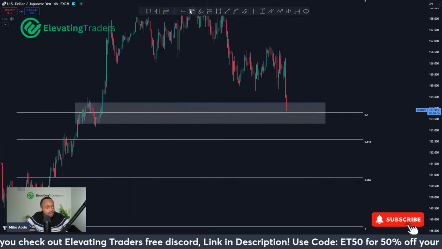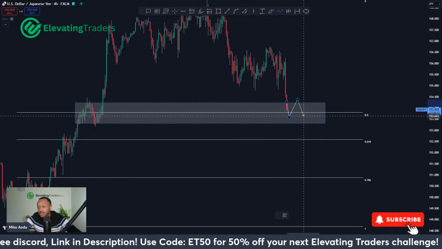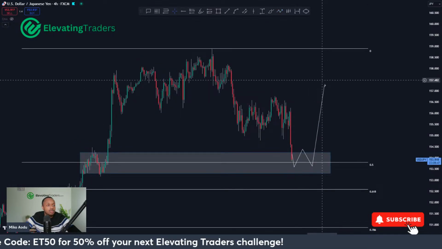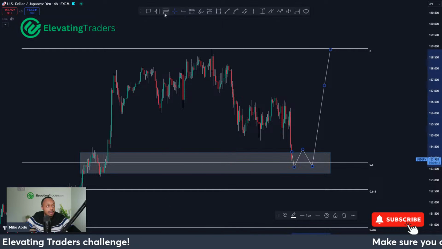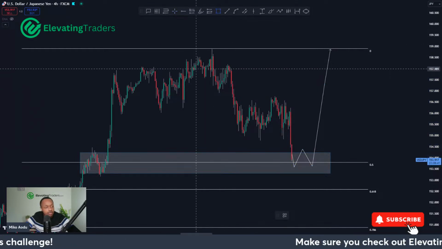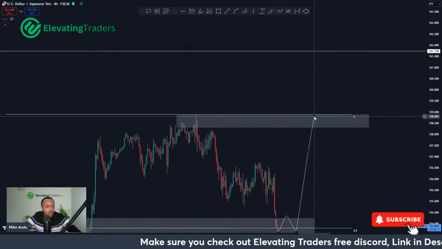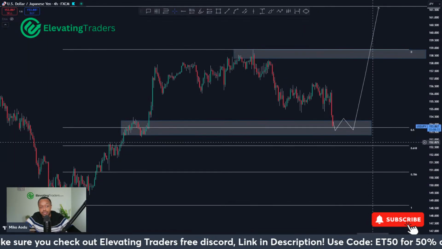But if I start to see some equal lows forming, some wicks, a strong bullish engulfing candle, there we go, I'll be looking for some entries, and I'll be targeting this high here. Depending on things, I may close the trade early, but if things look good, the plan is to try and swing it all the way to the high there. So that's what I'm looking at for dollar yen.